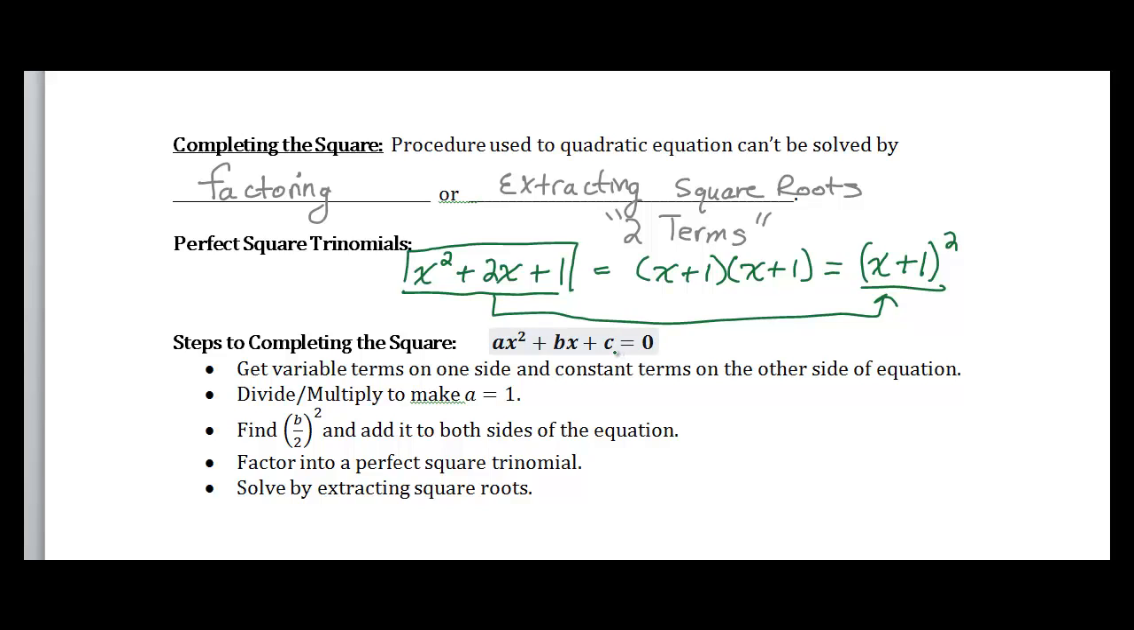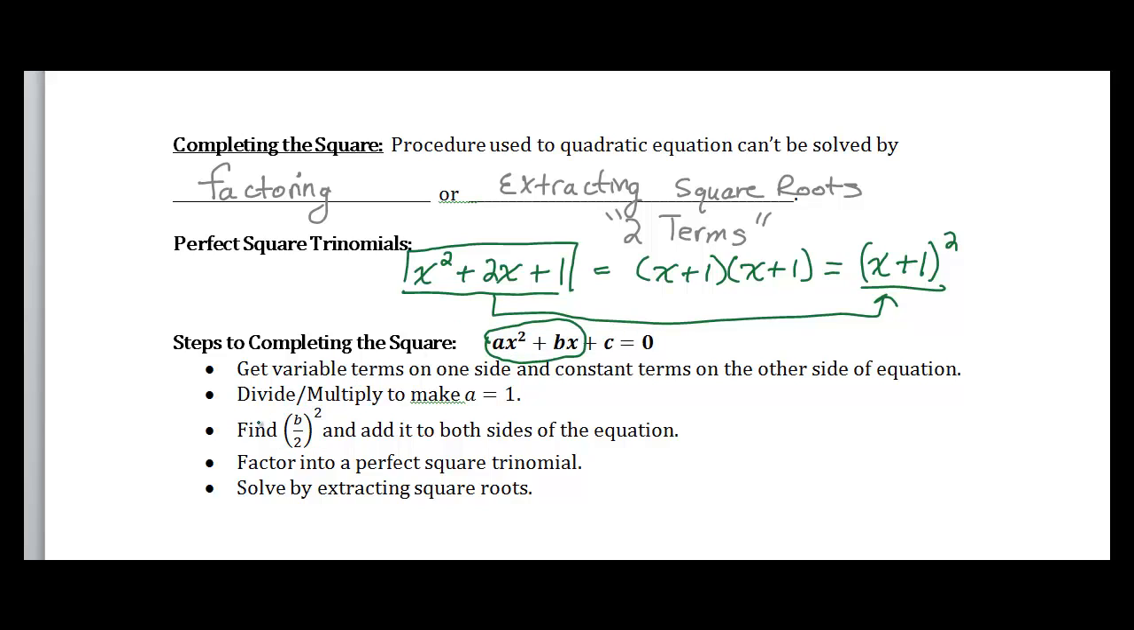All right, when we have a problem and we want to complete the square, the first thing that we're going to do is get our variable terms on one side and our constant terms on the other side. So basically, I only want to see the ax squared plus bx part. C needs to move to the other side. Then we're going to divide or multiply to make sure that a equals 1. We don't want a number other than 1 in front of our x squared term. It makes completing the square a lot more difficult. So that's our second step.